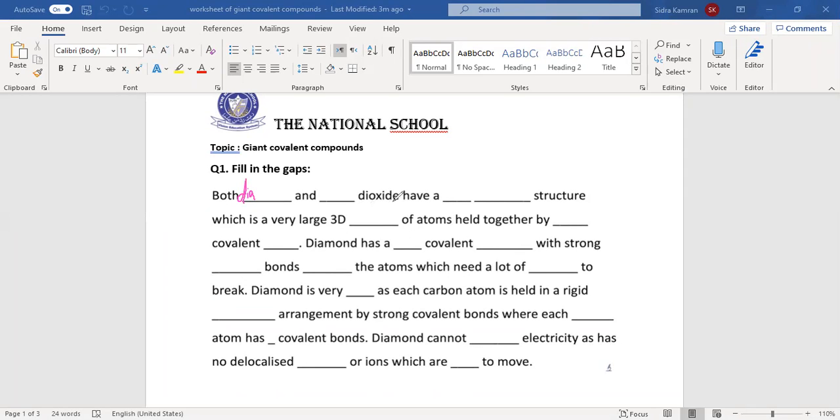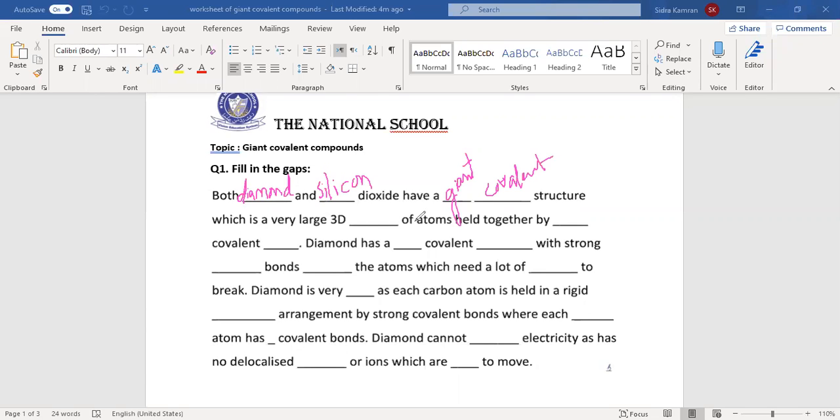Both diamond and silicon dioxide have a giant covalent structure, which is a very large 3D dash of atoms. So you have to write here diamond and silicon dioxide have a giant, because the topic is giant covalent compound, so you can pick from that: giant covalent structure. The next blank has covalent structure, which is a very large 3D dash of atoms.